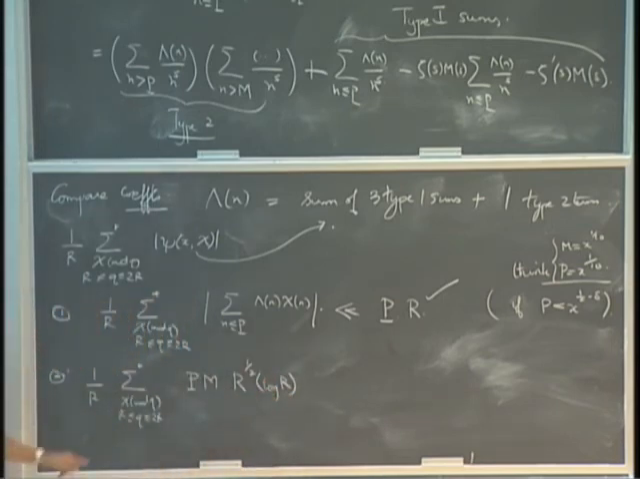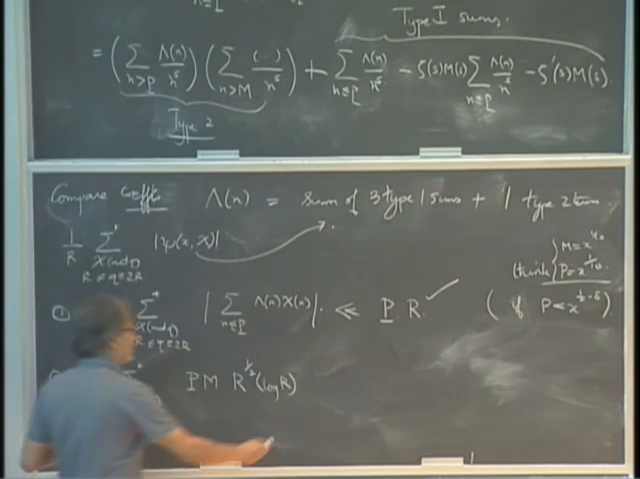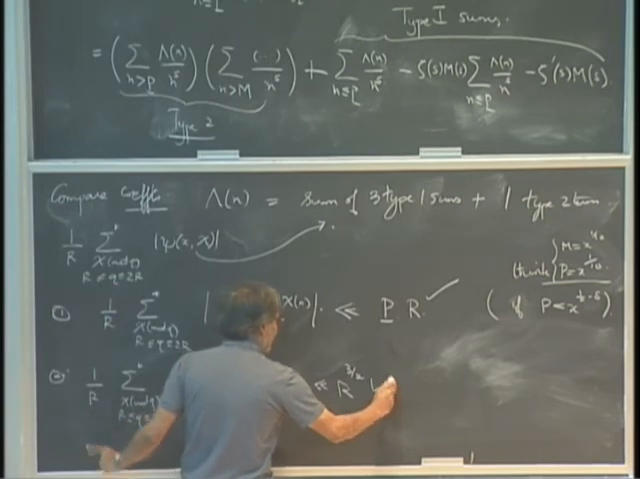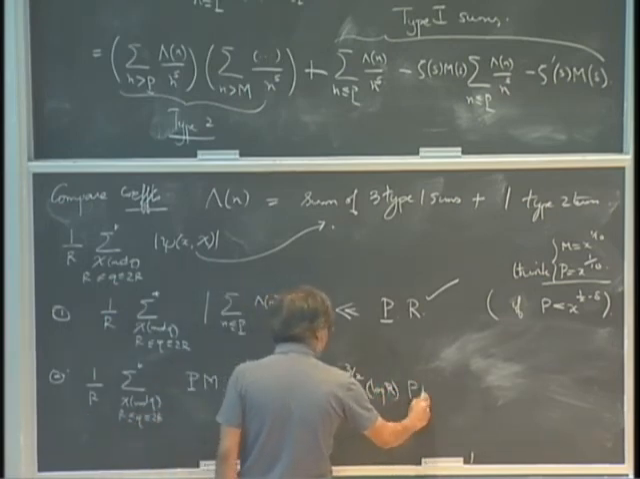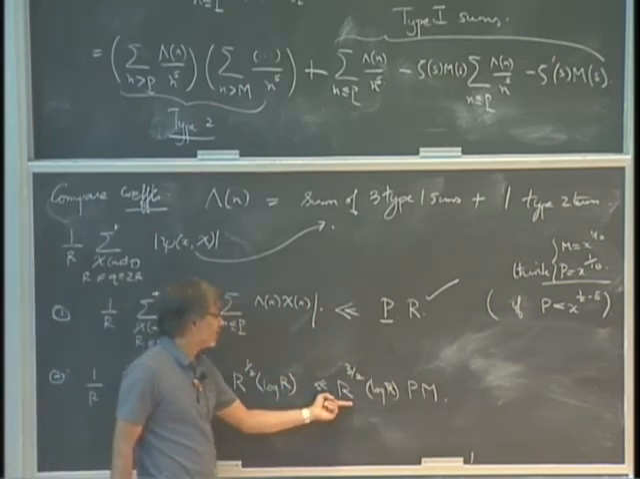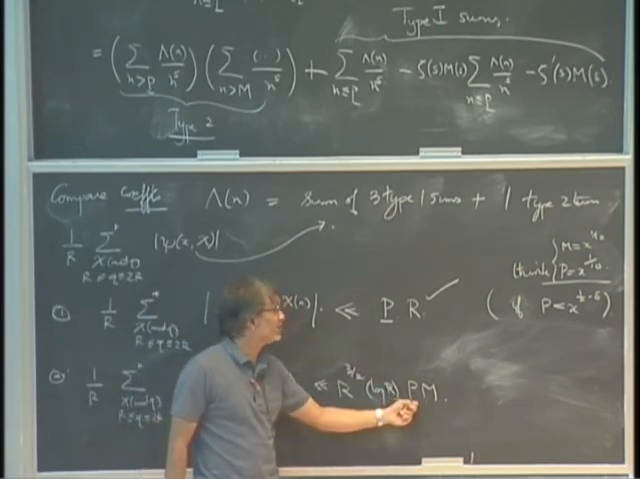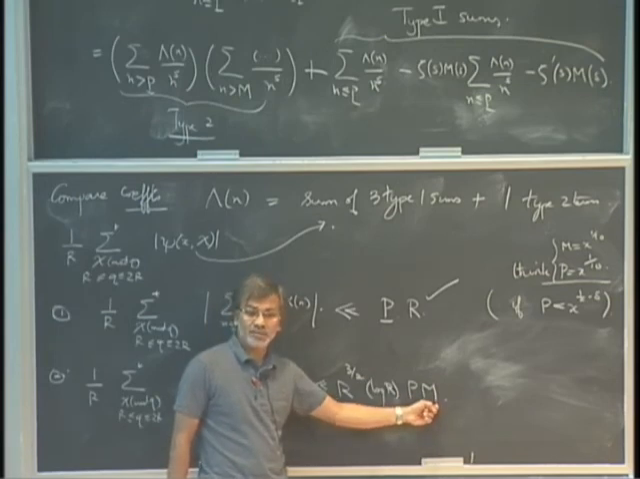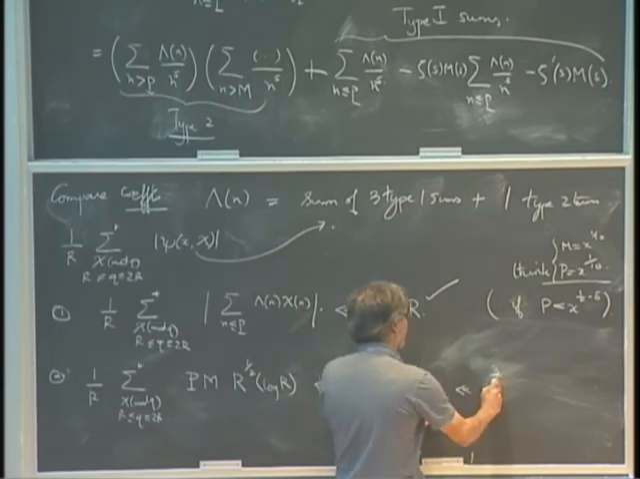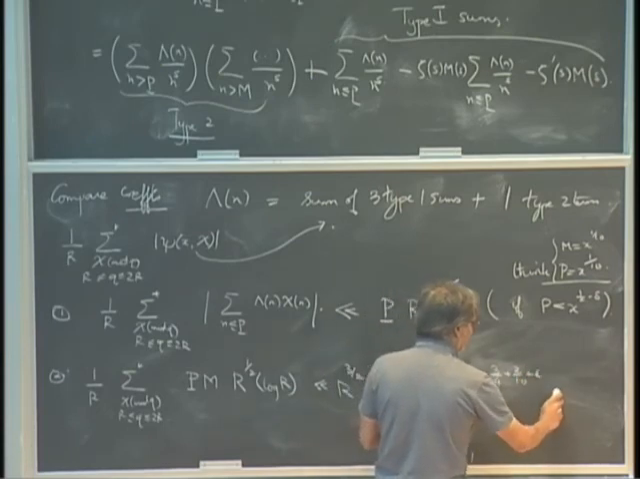Okay, so this is r to the half, another r squared divided by r, which is another r. So r to the 3/2 log r times pm. And again, keep in mind that r goes up to x to the 1/2. So this is like x to the 3/4 at most. This is a small power of x. X to the 1/10 is enough, right? So the whole thing is going to be bounded by something like x to the 3/4 plus 2/10 plus epsilon, which is negligible.